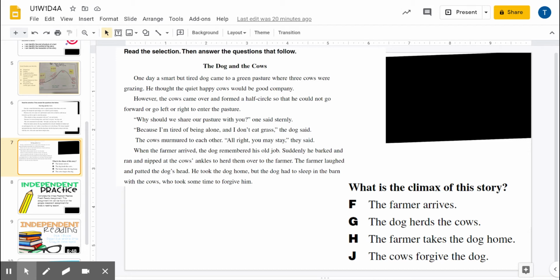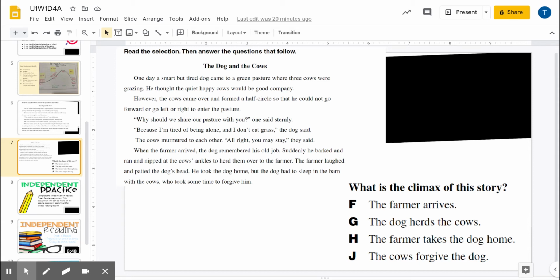If I'm looking at the choices here, I want to eliminate the one that to me makes the least amount of sense. For me, that is the choice where the farmer takes the dog home, because that doesn't show that the dog is facing the conflict. The next choice that I would like to eliminate is the very last one, and that is choice J, the cows forgive the dog.